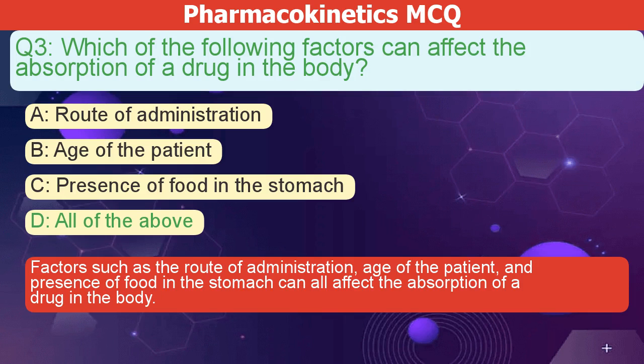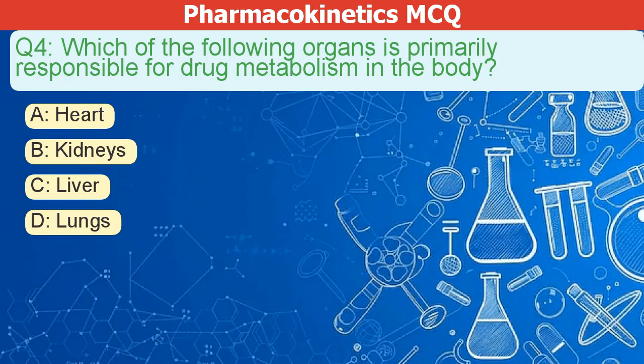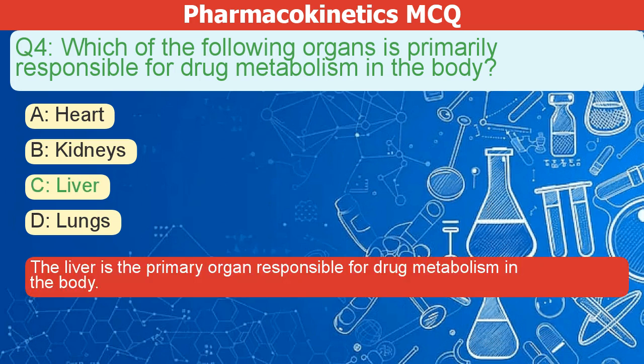all affect drug absorption. Which of the following organs is primarily responsible for drug metabolism in the body? A. Heart. B. Kidneys. C. Liver. D. Lungs. The correct answer is C. The liver is the primary organ responsible for drug metabolism in the body.